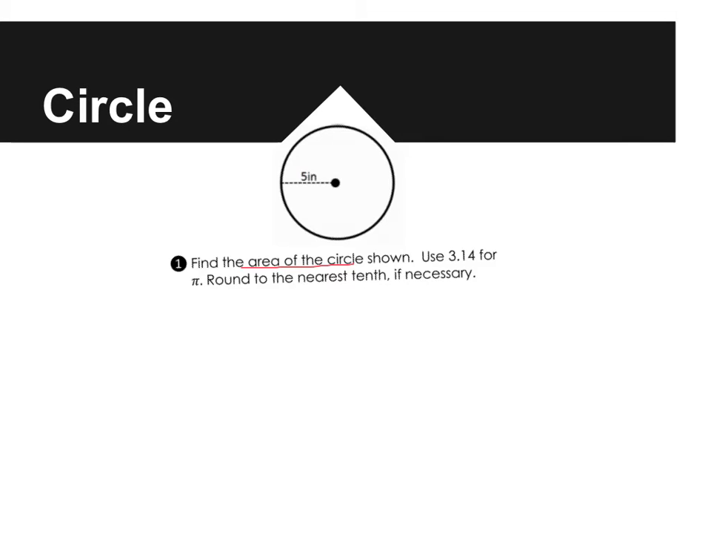Now, on our formula charts, and when we were in 6th and 7th grade, we learned that area of a circle is found using the formula pi radius squared. So pi r squared, write down your formula. It tells us to use 3.14 for pi, and we're going to round to the nearest tenth if necessary. We're looking for area. Our radius is the distance from the center of the circle to the outside. Our radius is 5 inches, and we're going to have 5 squared.